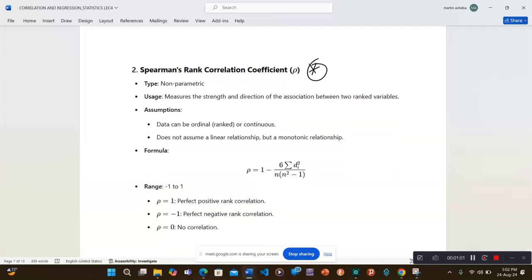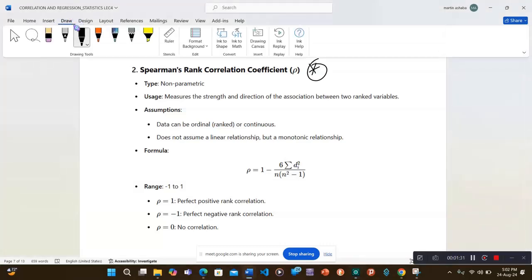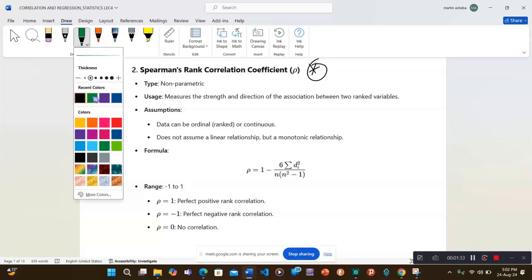in ascending or descending order. Then we give ranks, starting with the smallest. So we give the smallest rank 1, the next we give it rank 2, the next we give it rank 3, and so on and so forth. So now, this is Spearman's rank correlation coefficient.